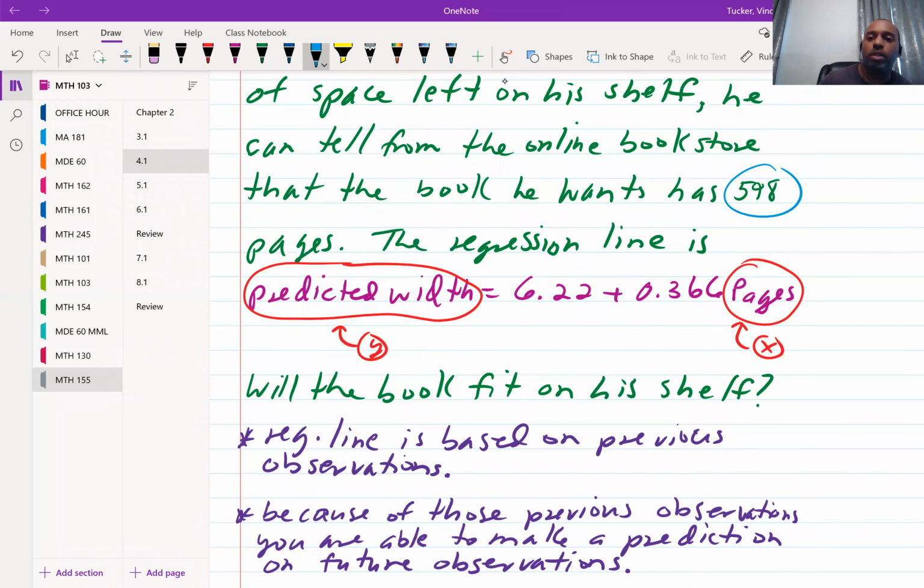So that's what we're going to do. We're going to take 598 and plug it into the equation, because it's 598 pages, and it's going to give us a predicted width as to how thick we think the book will end up being if it's 598 pages.